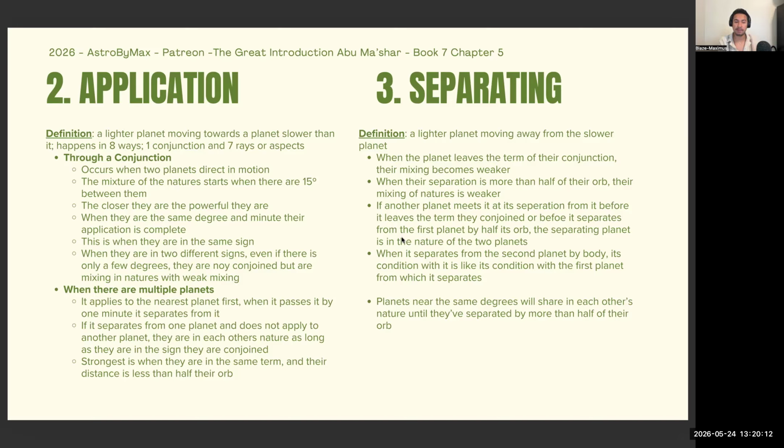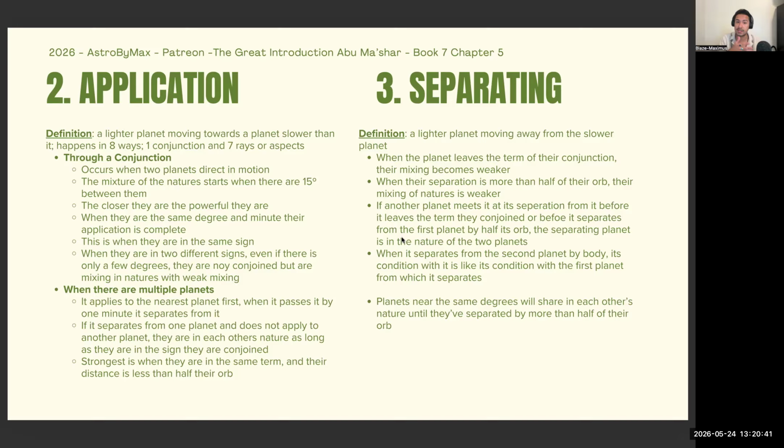And when there are multiple planets, it applies to the nearest planet first. So the closest planet first, it goes to that, and when it passes it by 1 minute, it then separates from it. That's also what we're trying to say here. And if it separates from one planet and does not apply to another planet, they are in each other's nature as long as they are in the signs they are conjoined.